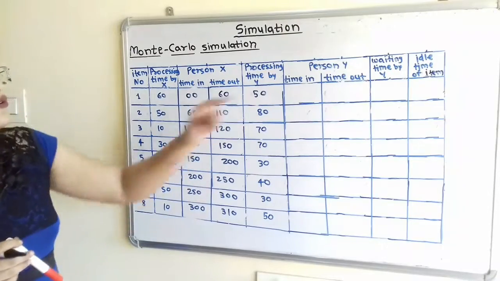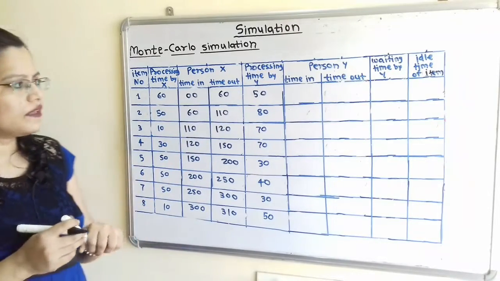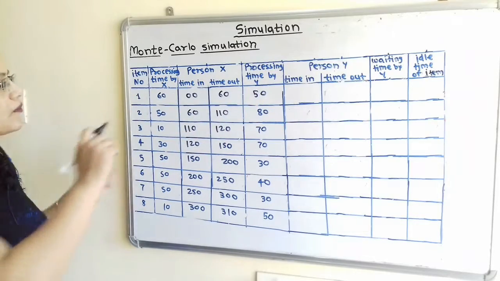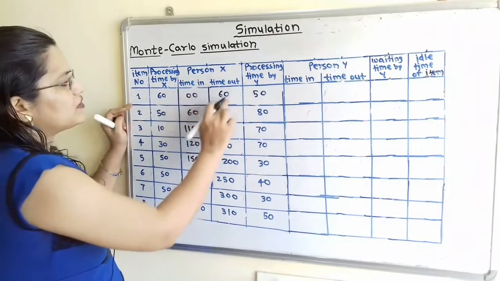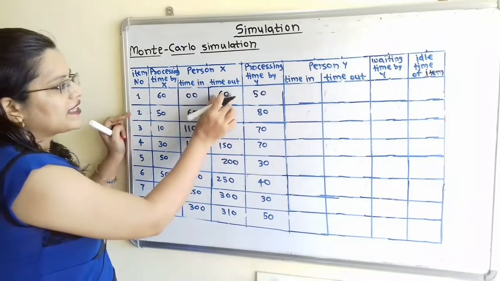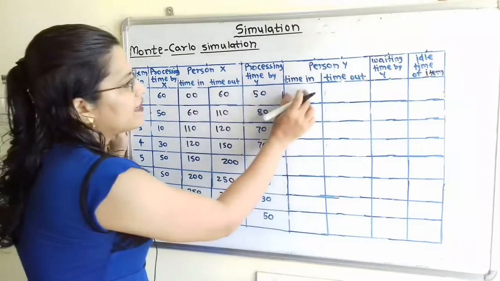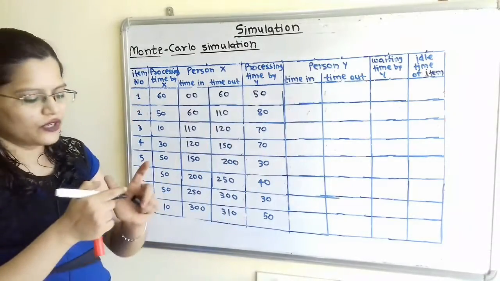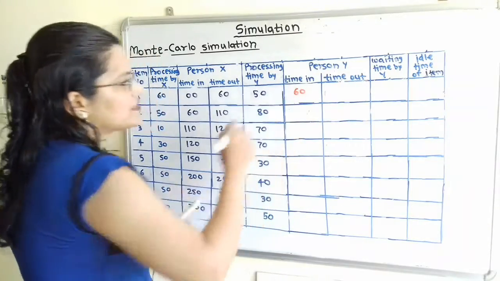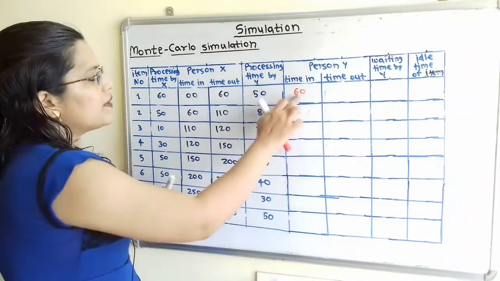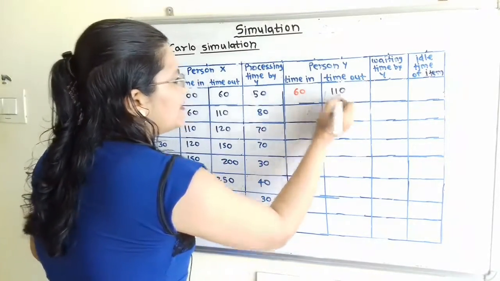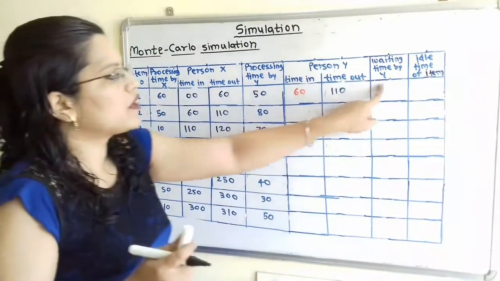Now we will move to the person Y. What is the time in for the first item? If we observe, processing is finished after 60 seconds by the person X, and then the item will enter the person Y. So the time in is 60 seconds. And what is the time out? 60 plus the processing time 50, that is, we will write here 110 seconds. Now we have to compare these two.